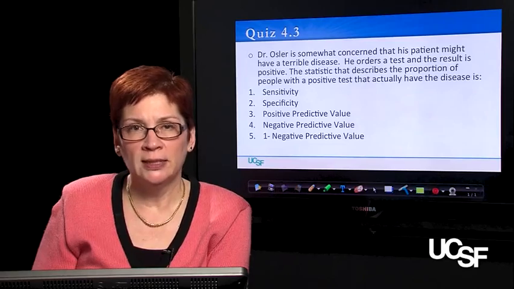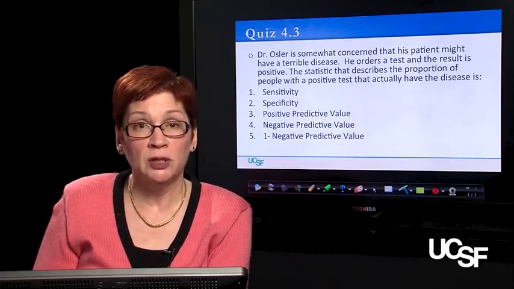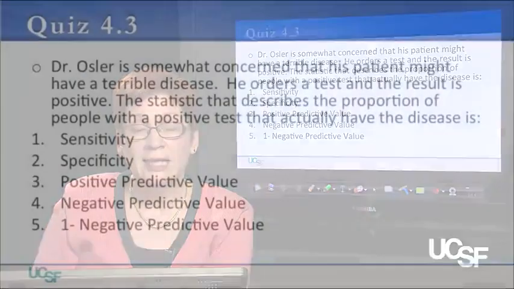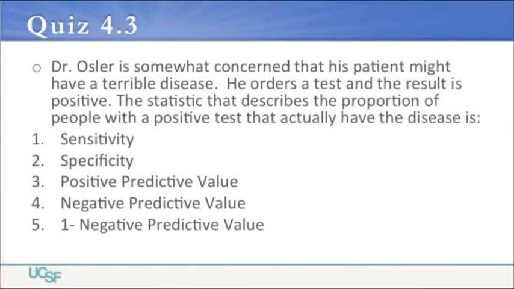So let's take a couple quizzes to see if you've understood what we've just been talking about, positive and negative predictive value. First quiz, Dr. Osler is somewhat concerned that his patient might have a terrible disease. He orders a test, and the result on that test is positive. The statistic that describes the proportion of people with a positive test result that actually have the disease is known as number 1, sensitivity. Number 2, specificity. Number 3, positive predictive value. Number 4, negative predictive value. Or number 5, 1 minus the negative predictive value.